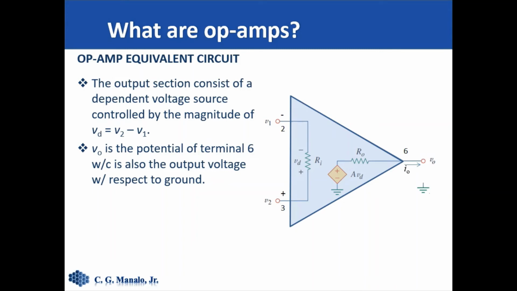The output section of the equivalent circuit is represented by a dependent voltage source, which has a magnitude that is dependent on the voltage difference between the two input terminals. And terminal 6 is represented by the potential V naught with respect to ground.